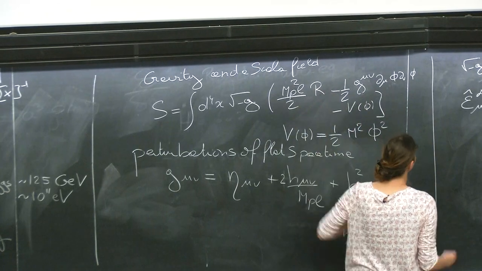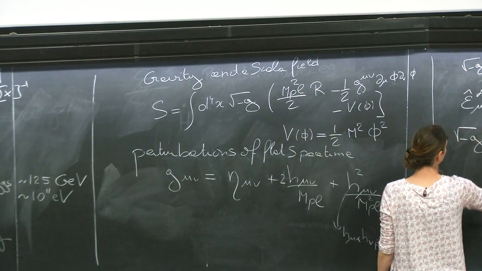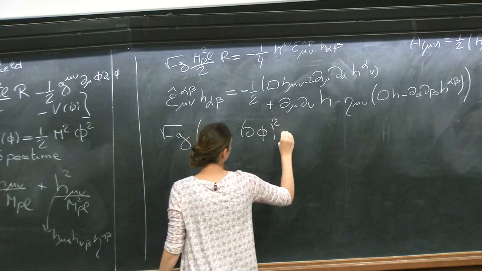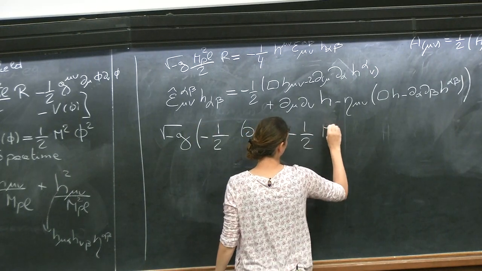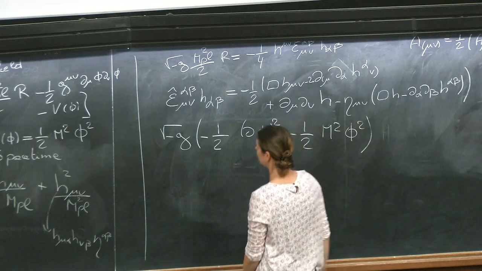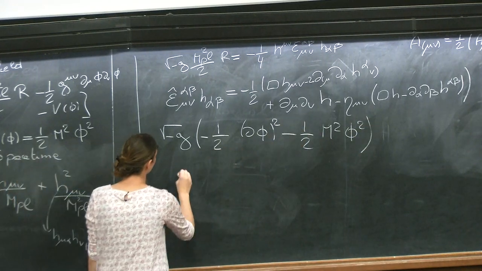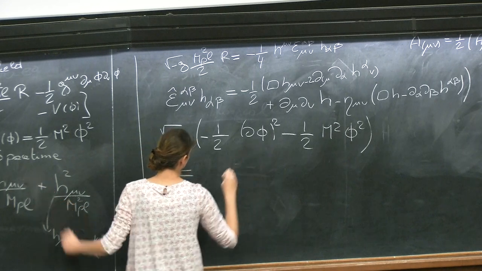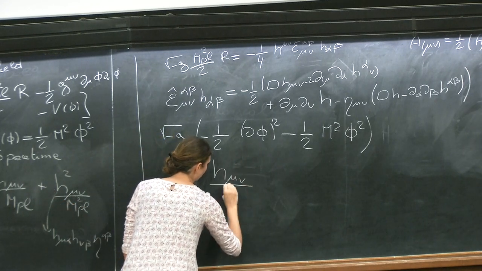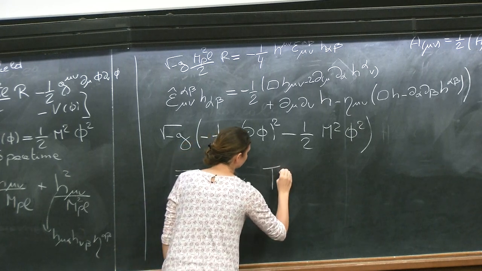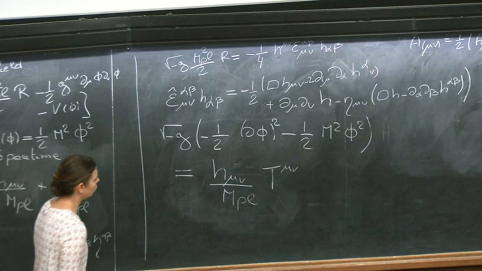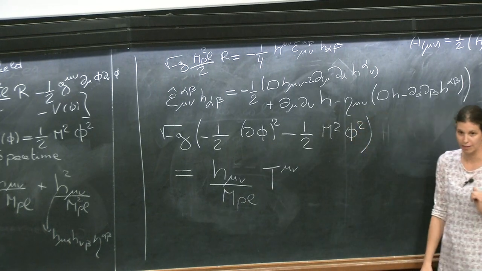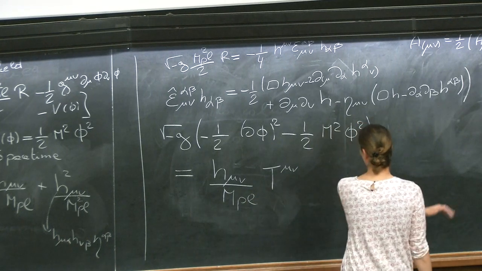So if you look at this thing here, and you have square root minus g, minus a half d phi squared, minus a half m squared phi squared. If you're living in a metric like that, that will correspond to a coupling between little h mu nu and your scalar field that goes like h mu nu over M Planck T mu nu. This is at leading order. This is the stress energy tensor associated with your scalar field if it were to live on flat space-time. And then you have an infinite number of corrections that come in here.